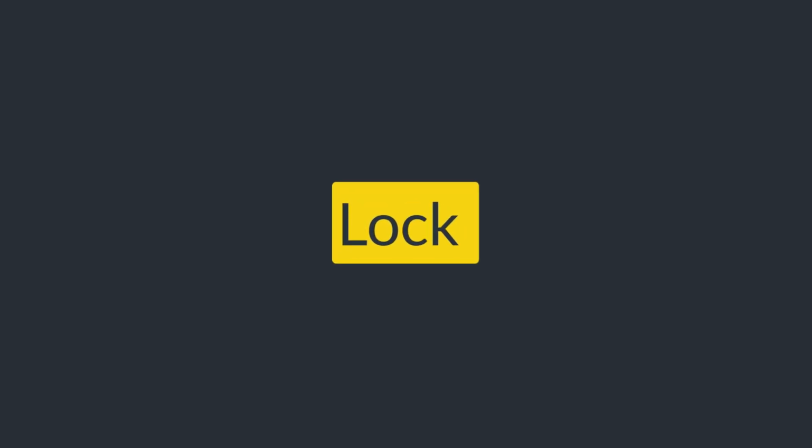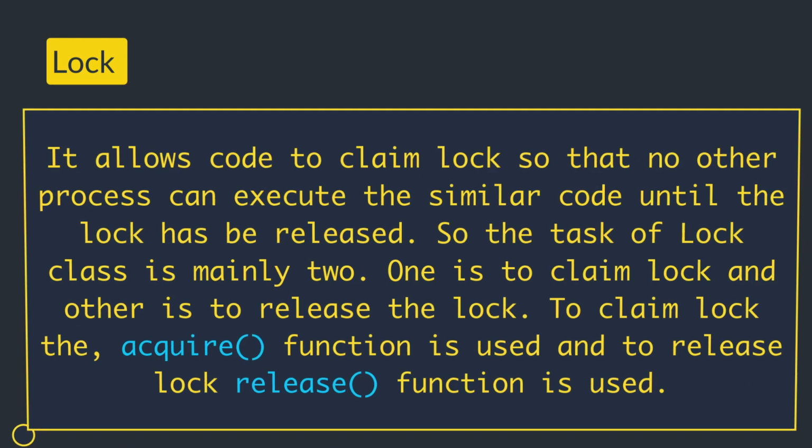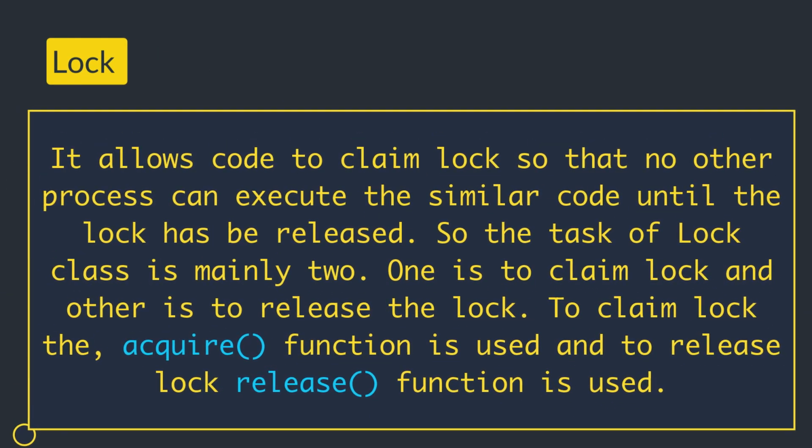The second class is the Lock class. The concept of lock is quite simple. In real-world scenarios, there are always multiple processes that need to be implemented in our code. So in this case, we have to manage the multiple processes and need to bind the code to a process. And to get the proper result, we must lock that chunk of code. So the task of the Lock class is mainly two. One is to claim the lock and the other is to release the lock. To enable the lock for a code, we need to call the acquire function, and to release the lock, we need to use the release function.